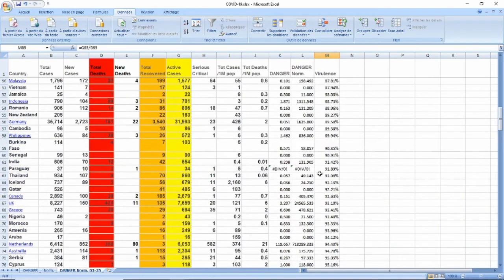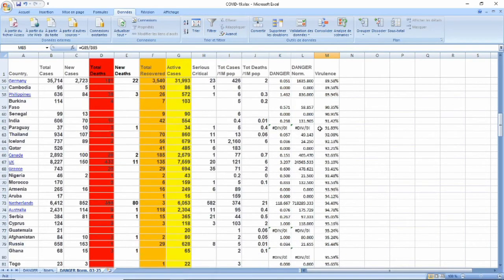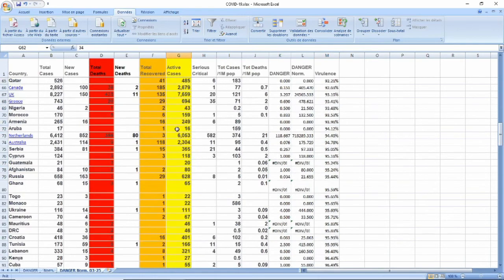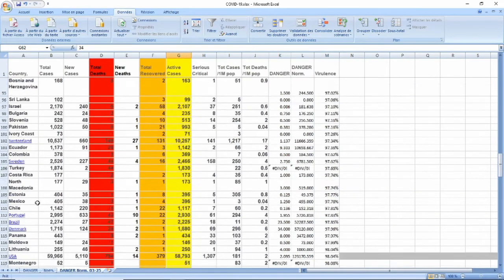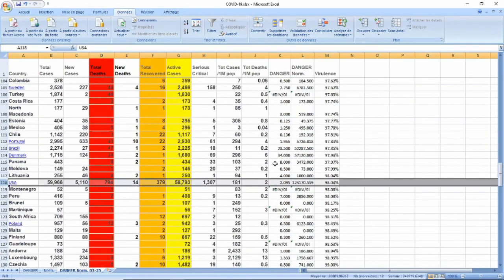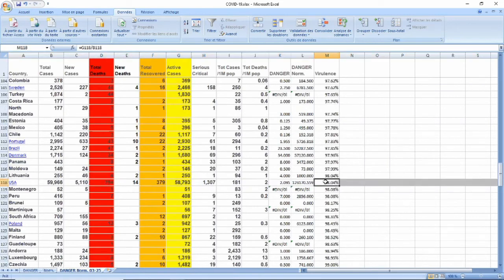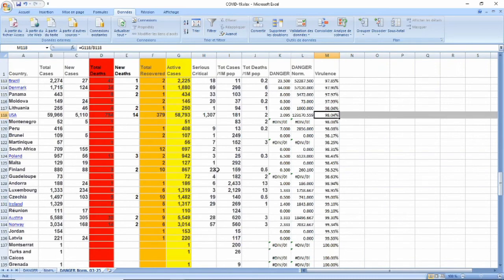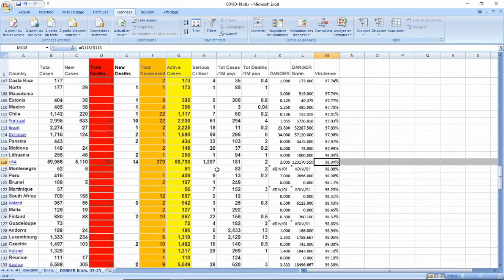Look at how many countries have over 90% of virulence, cases still active, including, there it is, including the U.S. 98% of all of its cases are still active. So yes, that is extremely scary.